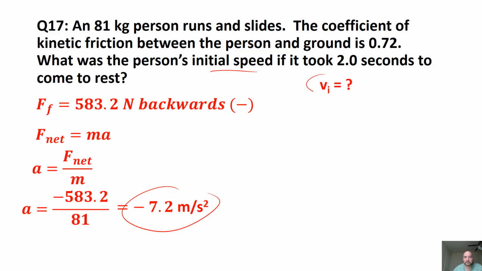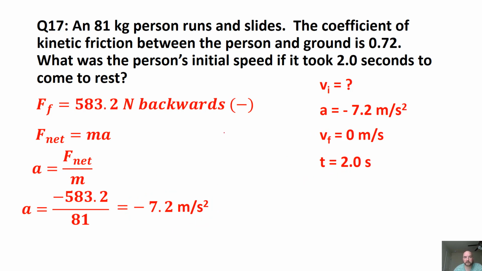They ask us for the initial speed. They don't tell us, but they give us other information which allowed us to solve for the acceleration or deceleration. We know the person's going to slide to rest, and we know it takes 2 seconds. So if you look at your 1D acceleration equations, you'll find this equation works perfectly. You have your VF, you have your VI, you have your A, and you have your T. And that includes our unknown. We always want to make sure we have our unknown in there, or else you can't pick the right equation.